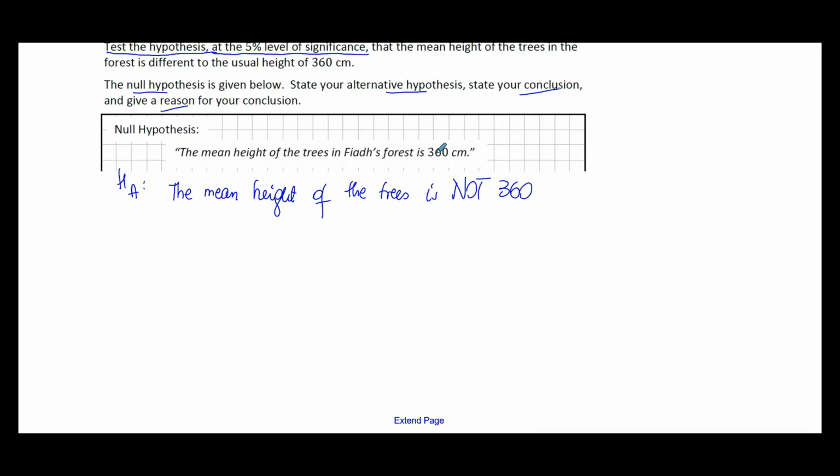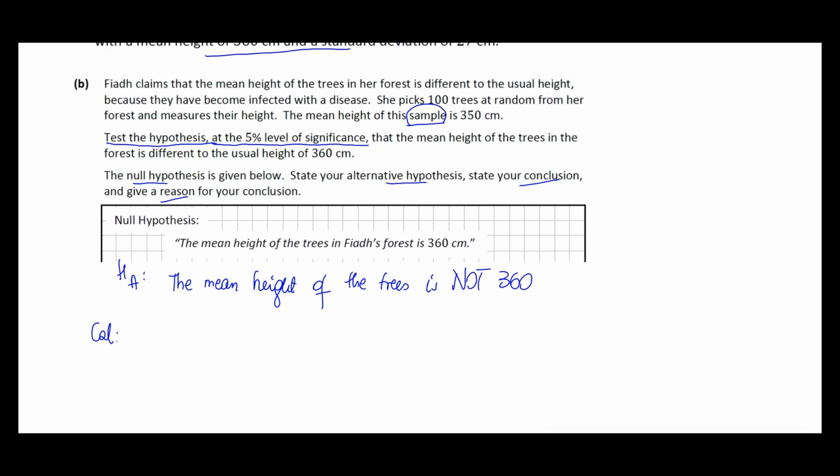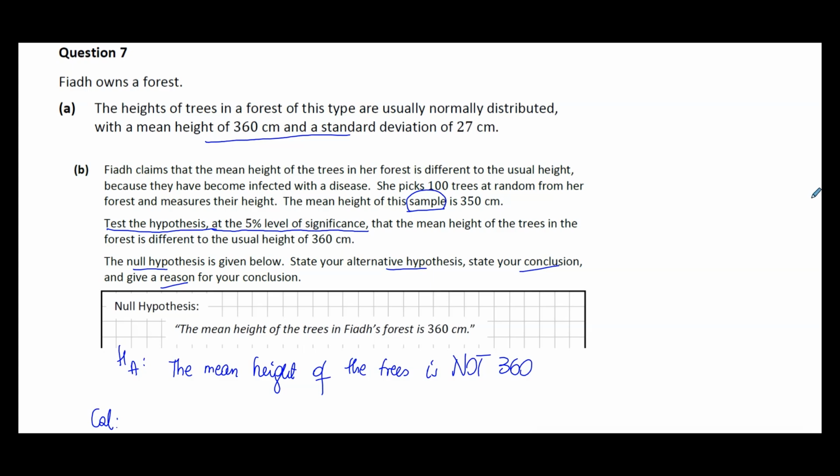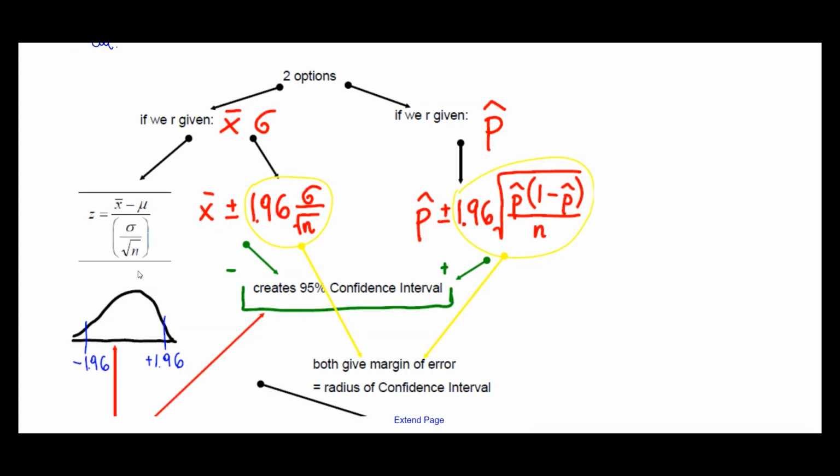Now, we need to do a calculation here. How do we do this calculation? Depending on the information provided, we have different options with calculation. Now, let me get that information for you. So these are the options, depending on what information is given to you in the question. If you are given a sample mean and standard deviation, you have two options to go. You can either use the formula to create a 95% confidence interval, or you can use the formula for the z-score and test the results against those two values.